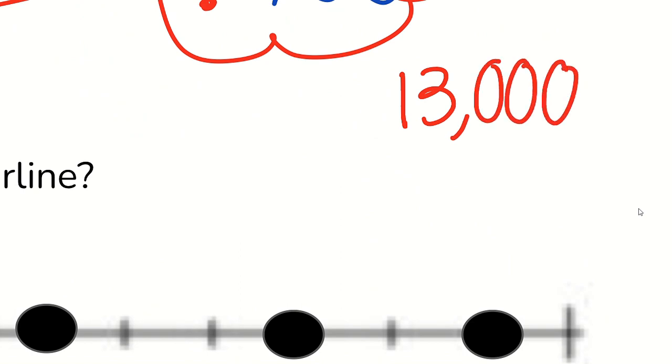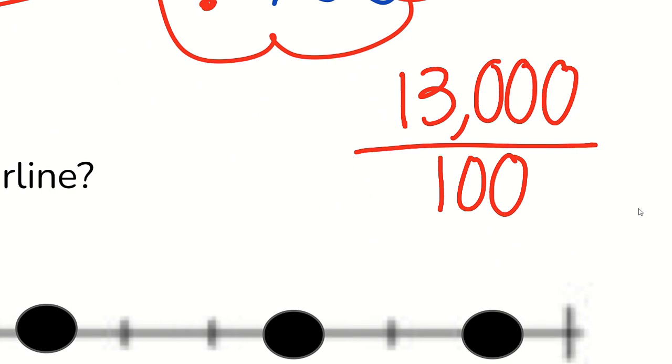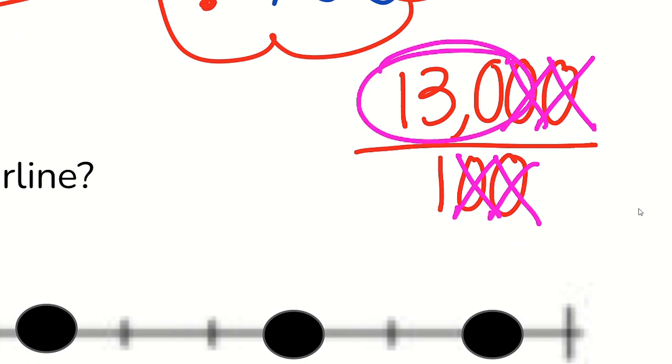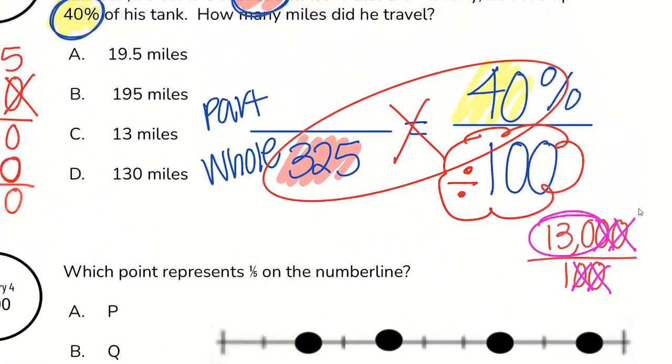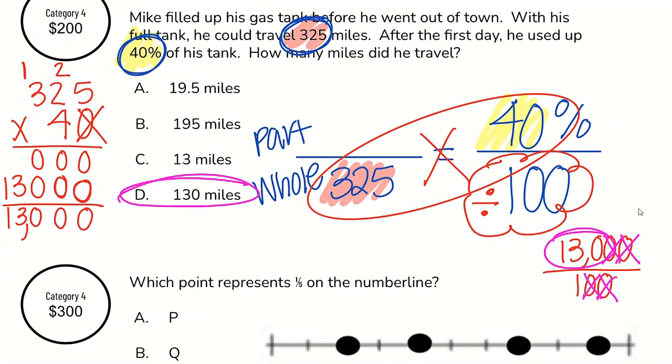13,000 divided by 100. Is it okay if I use the fraction bar? Yeah. You know what we could do? We could do that 0 trick. When there's a 0 on top and a 0 on bottom, you can cross them out. Bye-bye. So now it's really just 130 over 1, which is really just 130. Is that a choice? That's a choice. D. Look how easy that was.